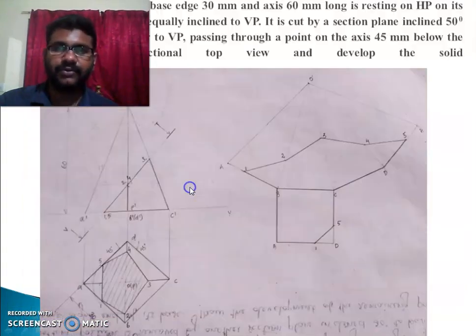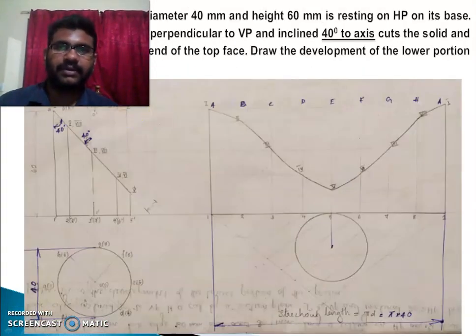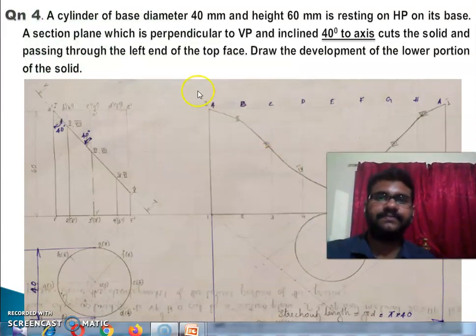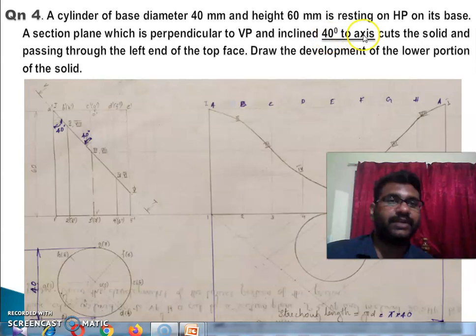Next we are moving to the development of the cylinder. The question is: a cylinder of base diameter 40 and height 60 resting on HP on its base. A section line which is perpendicular to VP and inclined 40 degrees to the axis cuts the solid, passing through the left end of the top face. Draw the development of the lower portion.